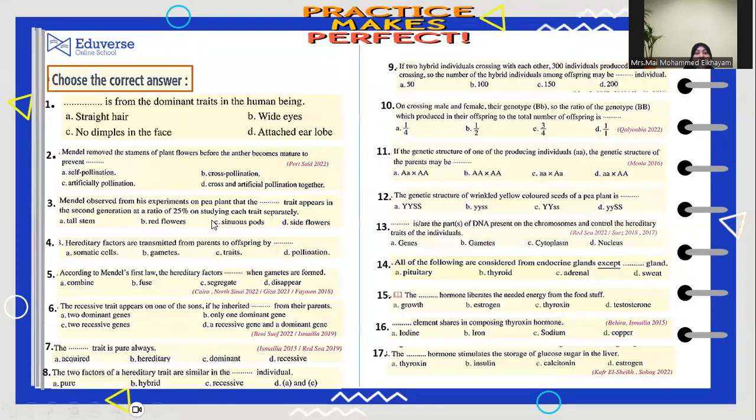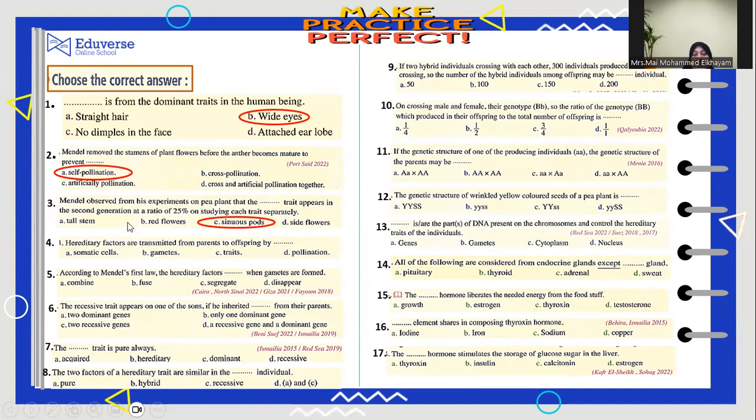Okay, with some questions, let's go. Which is from the dominant traits in the human being? Straight hair, wide eyes, no dimples, or attached earlobe. It is wide eyes. Mendel removed the stamens of plant flowers before the anther becomes mature to prevent what? To prevent self-pollination. Mendel observed from his experiments on pea plant that the what trait appears in the second generation at a ratio 25% when studying each trait separately? Yes, for sure, the sinuous pod.